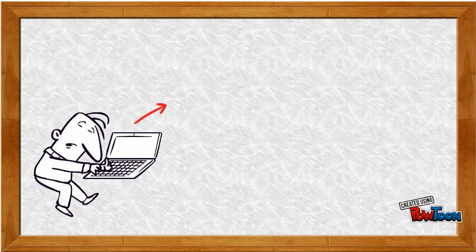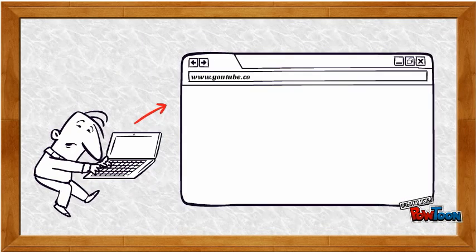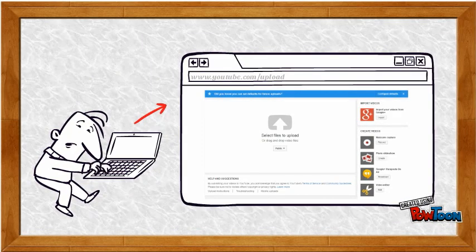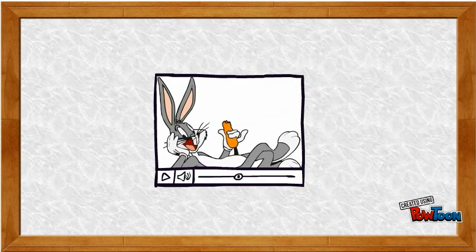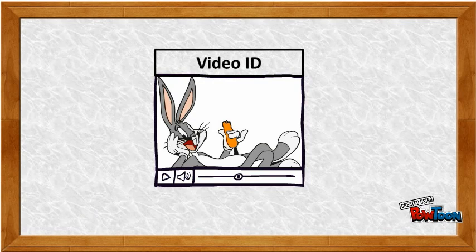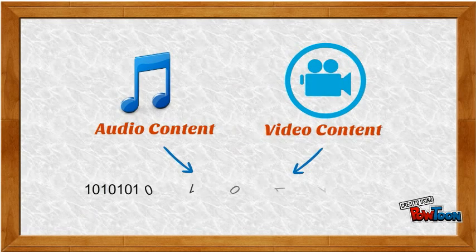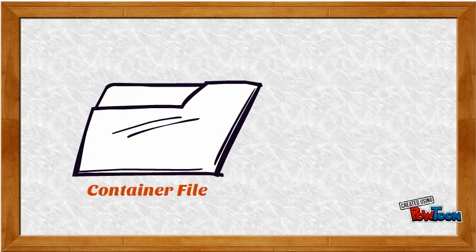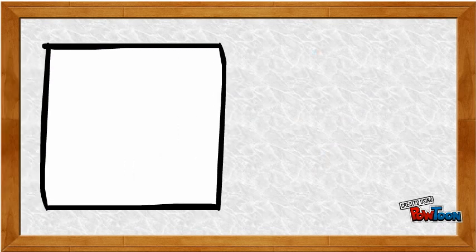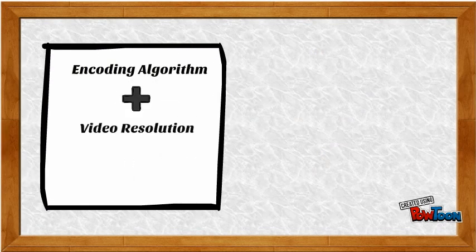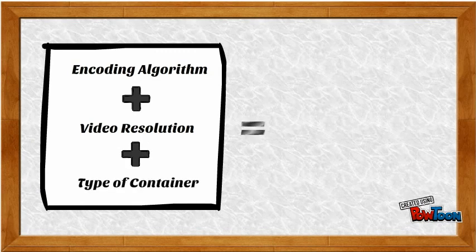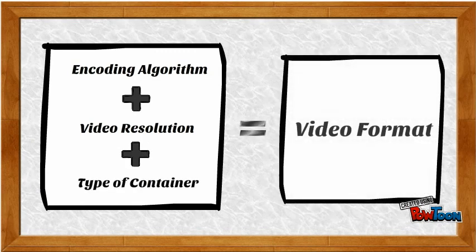First, let us see what happens to a video when it is uploaded to YouTube. A unique identifier, also known as a video ID, will be assigned to it. Then, the audio and video contents will be encoded using various algorithms. The encoded streams will then be encapsulated in a container file. The combination of the encoding algorithm, video resolution, and type of container defines the video format, which is labeled with a parameter named iType.